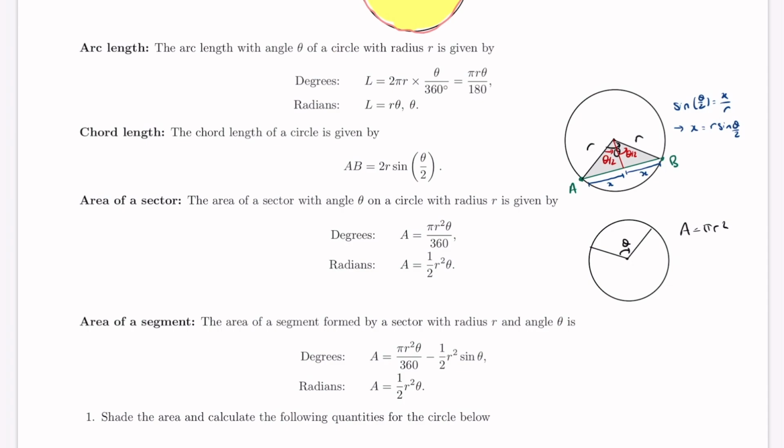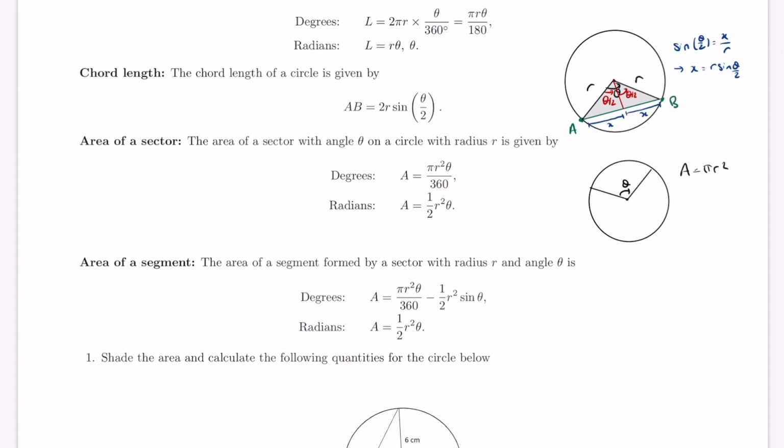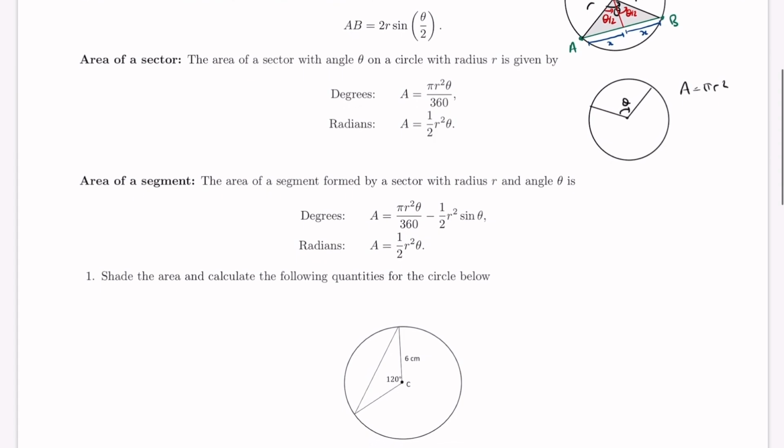And now to convert it to a radians formula, all we're going to do is set theta equals 180 over pi times theta. That's the conversion between degrees and radians, and we just get a half r squared theta. All right, now the last one is the area of a segment.